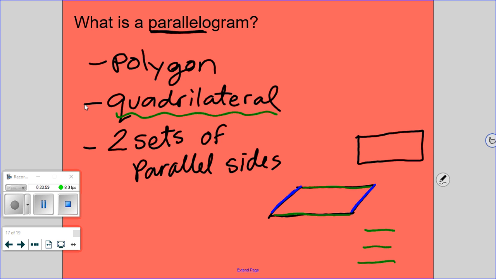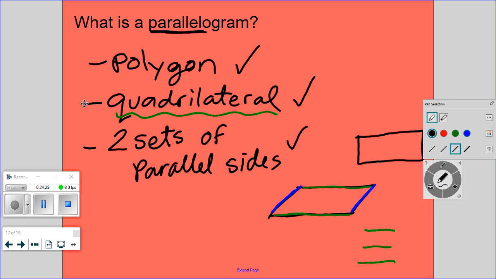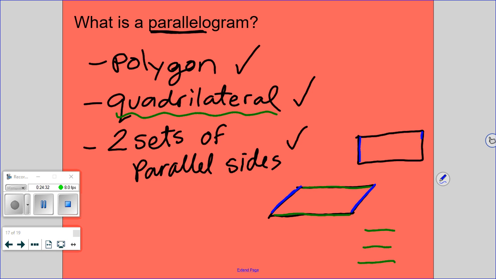Could I call that shape a parallelogram? Yeah. Yes. Let's look at the rules. Is it a polygon? Yes. Is it a quadrilateral? Yes. Does it have 2 sets of parallel sides? Yes. Show me. Like Vogue in here. We have up and down, and we have top and bottom. 2 sets of parallel sides. So this shape can be called a parallelogram.